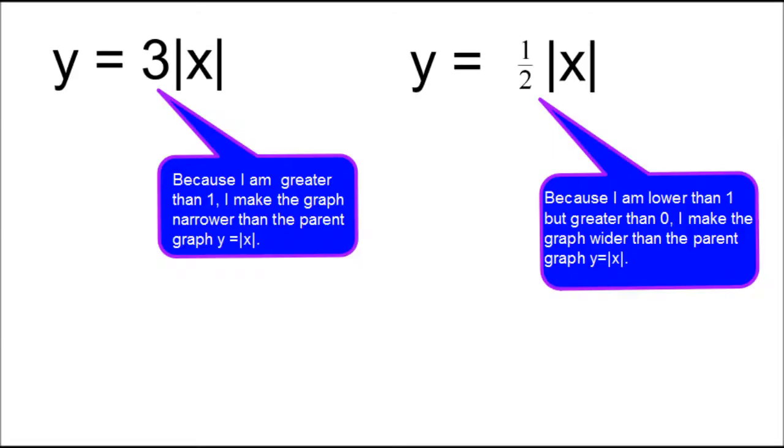Because I am greater than 1, I make the graph narrower. Because I am lower than 1 but greater than 0, I make the graph wider.